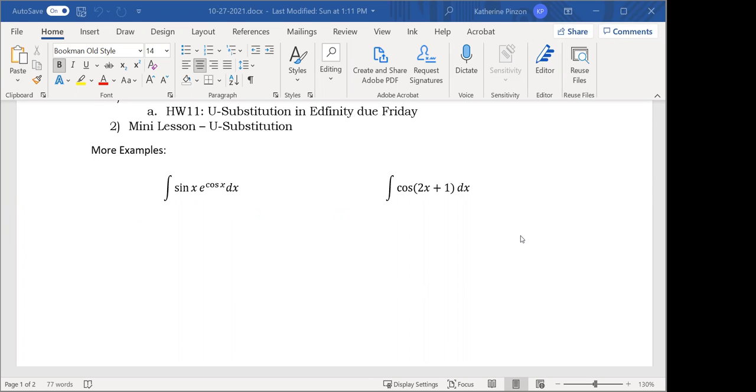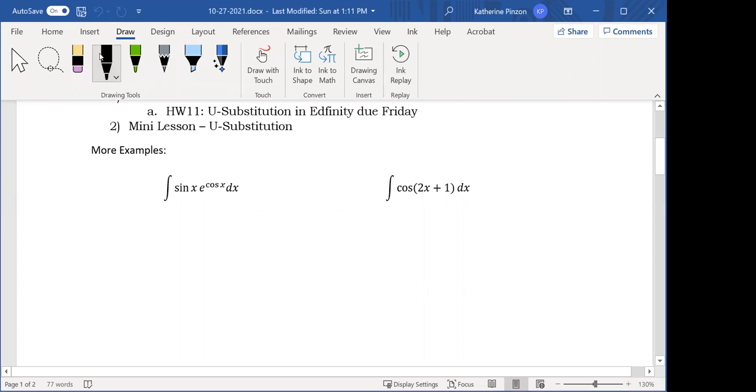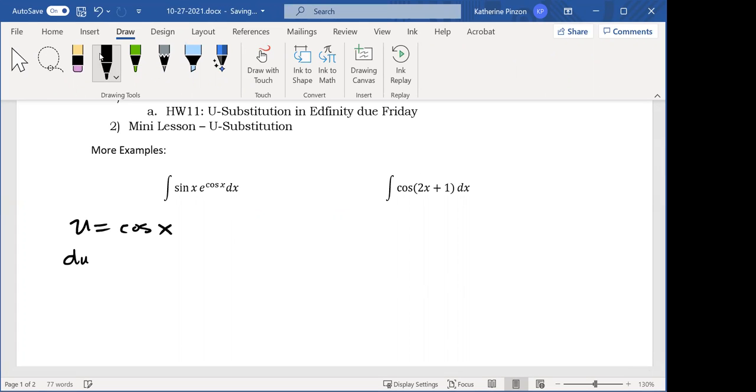Okay, so here's my first example. Sine x e to the cosine x dx. What do you suggest I should pick for my U in this first example? Yeah, let's pick U to be cosine x. Okay, what's the derivative of cosine? Negative sine. Okay, do I have everything I need here?